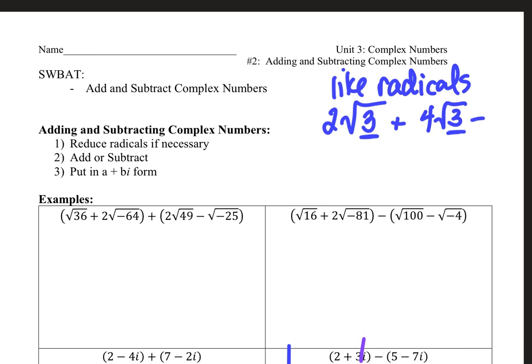But if I added or subtracted a 4 radical 2, we couldn't combine that with the rest. So this particular answer would be 2 plus 4 is 6. We're just counting how many we have, so it's 6 radical 3, and then minus 4 radical 3. So that's the idea behind like radicals.